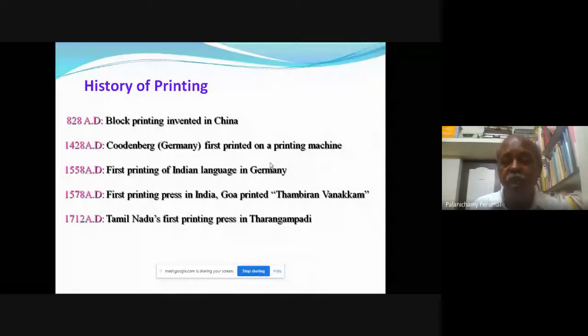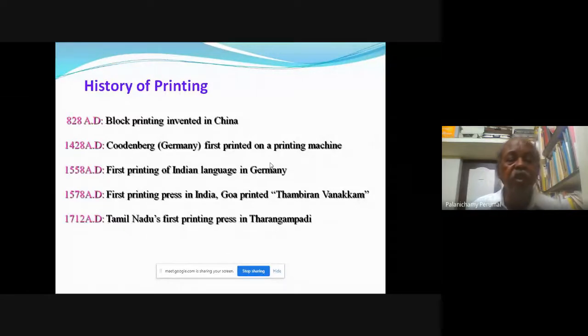868, not 828, 868 AD, they prepared block printing. The block printing was prepared simultaneously in the same year in Japan and China. That was the first thing. In 1428 to 1450, the movable printing came. That is, Johannes Gutenberg prepared that type of movable printing press.